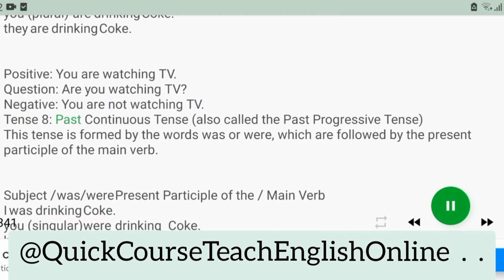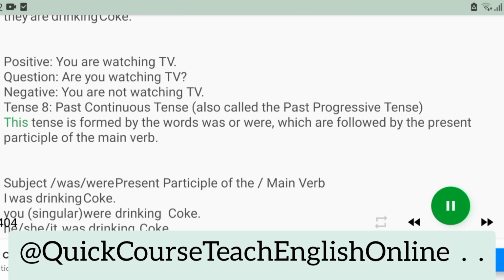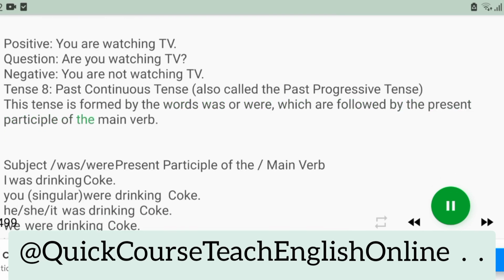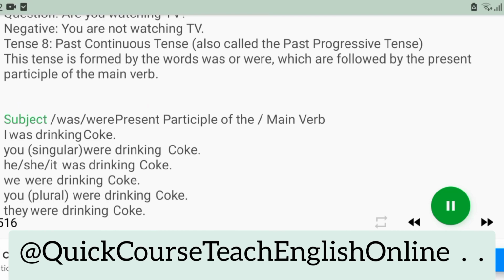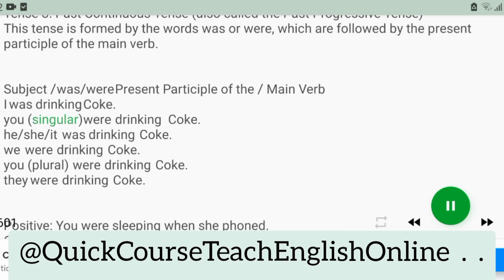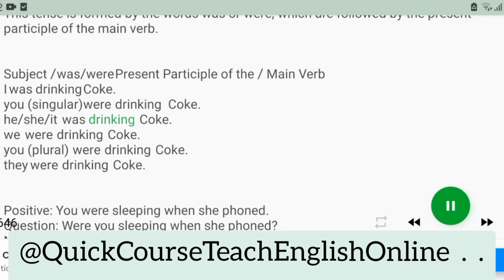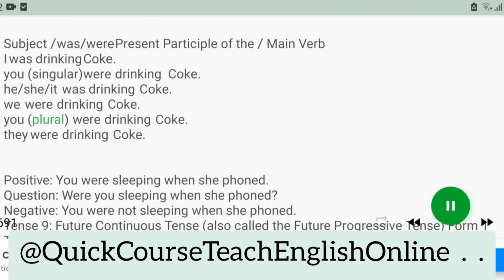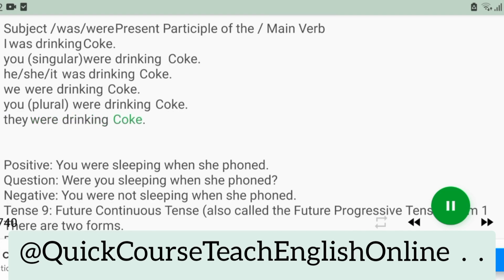Tense 8. Past continuous tense, also called the past progressive tense. This tense is formed by the words was or were, which are followed by the present participle of the main verb. Subject. Was, were. Present participle of the main verb. I was drinking Coke. You, singular, were drinking Coke. He, she, it was drinking Coke. We were drinking Coke. You, plural, were drinking Coke. They were drinking Coke.